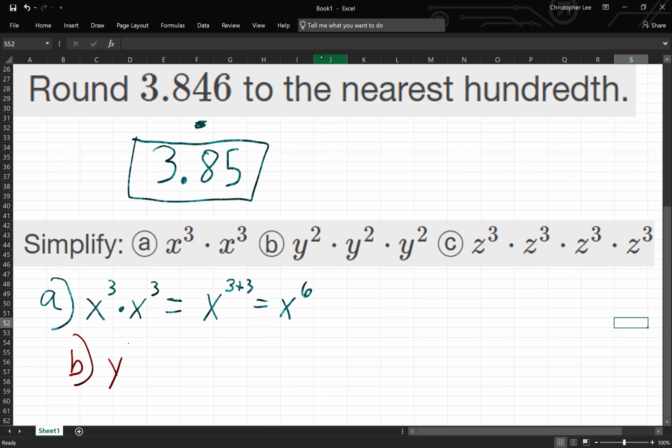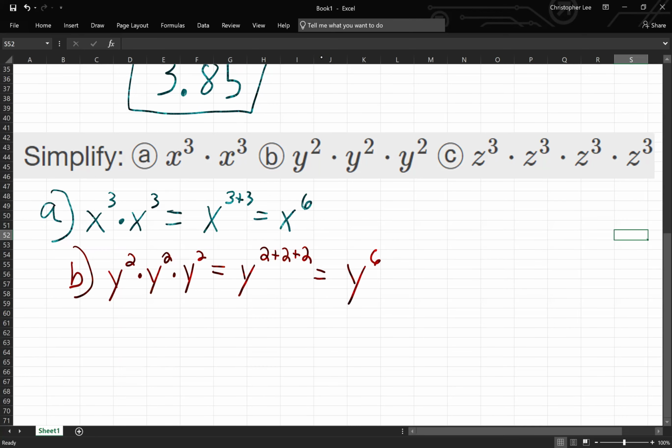So I have y squared times y squared times y squared. This is the same thing. So we already know this is going to become what? Y to the 2 plus 2 plus 2 power. It'll be y to the 6th again. Very good, because we're just adding the 2s, right? Exactly. That was well done. Let's do another one.